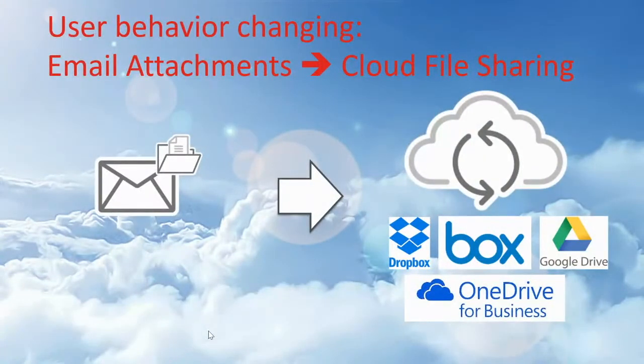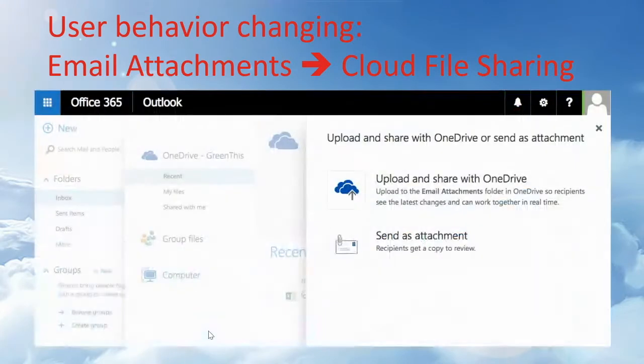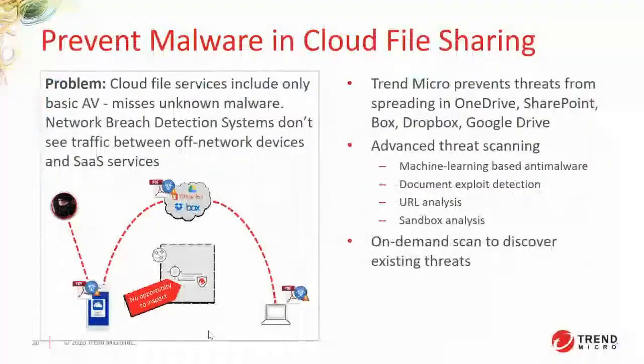The user behavior is changing. Users start to depend on cloud file sharing for sharing their data, documents, images, and videos through Dropbox, Google Drive, and OneDrive for Business. In this case, it's really hard to detect and scan those files, since the user will upload the file to the cloud file sharing and share only a link.